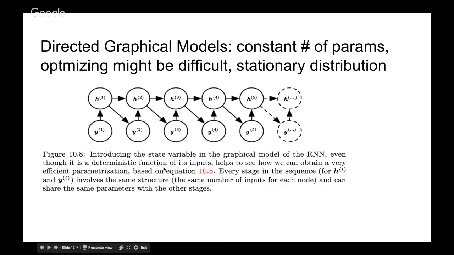So that's why we use hidden units. What hidden units do is, if you change that architecture to this architecture, then the number of parameters becomes constant in this computational unit. You just introduce a hidden unit to Y1, and then Y1 interacts with H1, and H1 interacts with H2, and Y2 is an input to H2, but it's an output from H1.